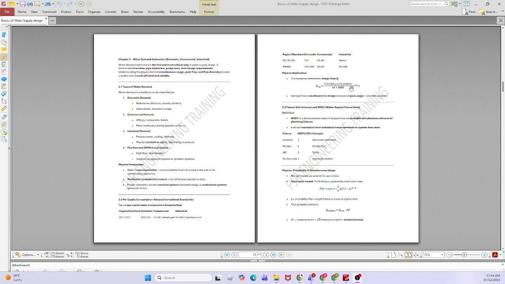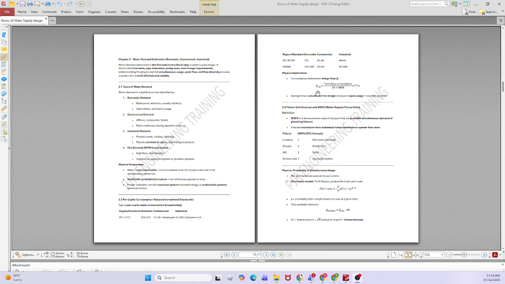So what is the total daily consumption? Say for example, for a domestic application, you have 100 liters per capita per day. Here there is a unit conversion. This is liters and this is meter cube. You can convert, right? 100 divided by 1000 gives you 0.1 meter cube. This is liters per day, and you convert liters to meter cube per second. That is why this conversion. So the total daily consumption, 100 divided by 24 multiplied by 3600, will give you Q average.